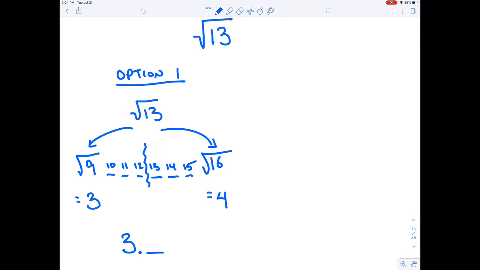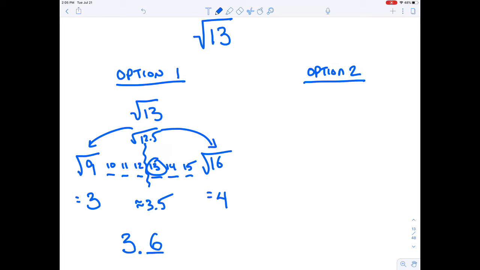That means that if I had the square root of 12.5, which is halfway in between 12 and 13, I would have approximately 3.5. The square root of 13 is just a little bit bigger than halfway, so I'm going to go ahead and say 3.6. And if my goal is to estimate, then I'm done. I'm going to be content with 3.6 and move on with my life. Now, there is option 2.